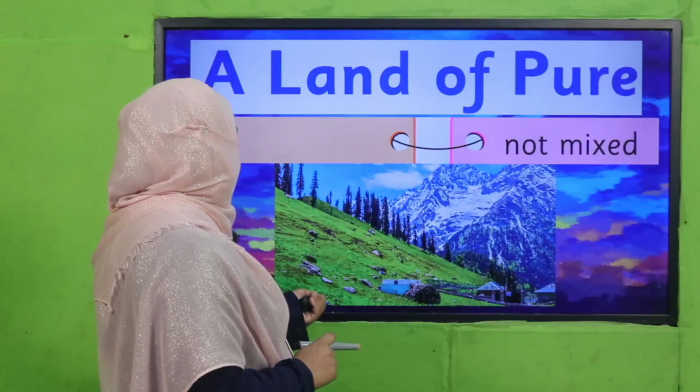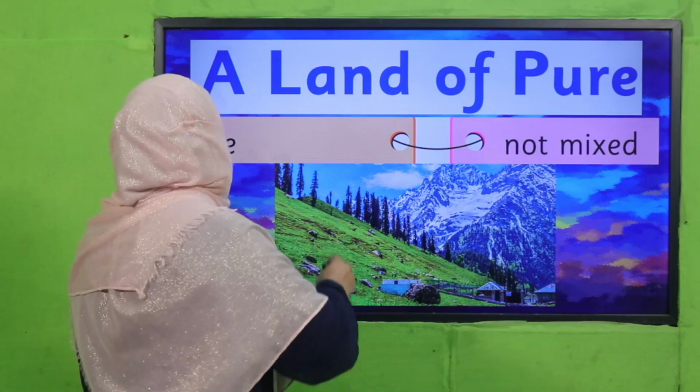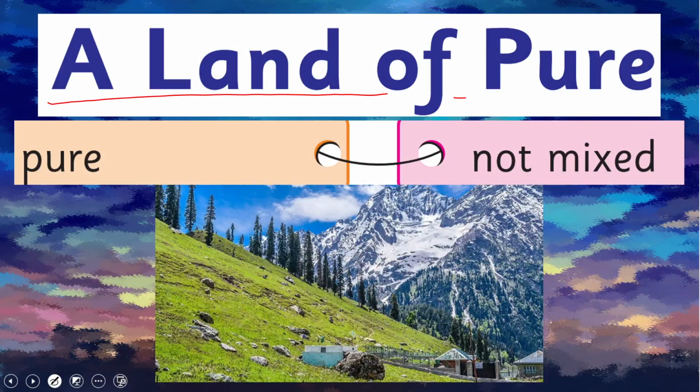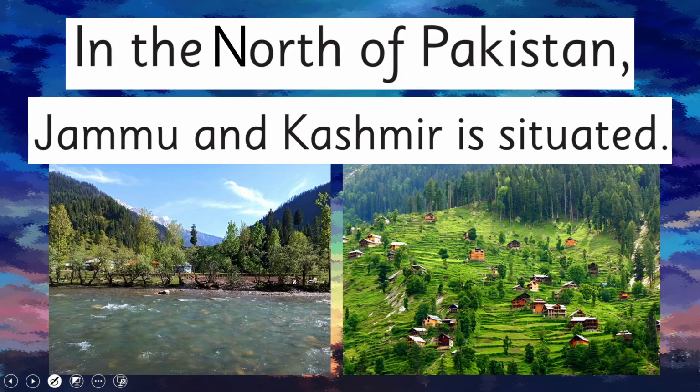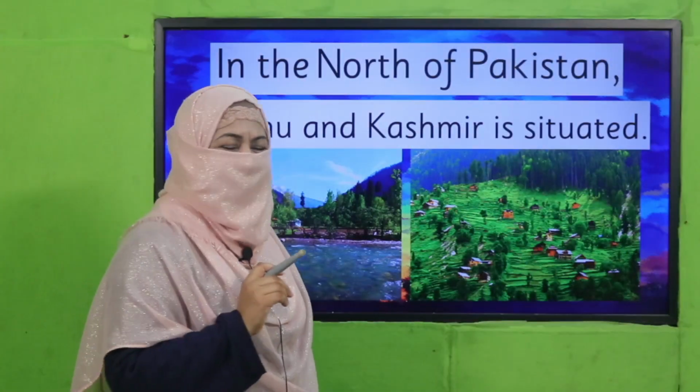Okay, now all of you open your book. We are going to start reading A Land of Pure. And pure means not mixed, means it's such a pure, beautiful land. So from the very first sentence, I'm going to read it. All of you listen carefully, because after me, you have to read it, okay?